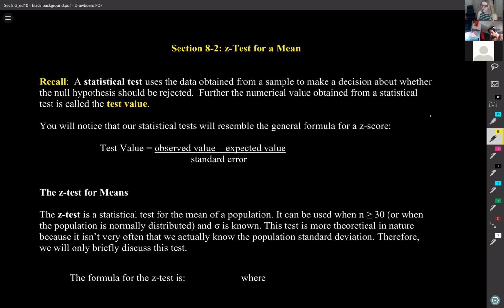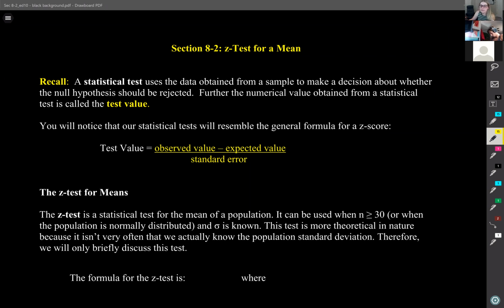You'll notice that our statistical test will resemble the general formula for a z-score. If you remember before when we were taking information and computing a z-score and then going to our table and finding the value associated with it, it looked a lot like doing the same thing that we're going to do here. So for our z-test, or just in general for the test value, it looks like an observed value minus what you expected it to be over what's called the standard error. In general, that's what the test value looks like, but we're going to get into a specific form of that with doing the z-test.